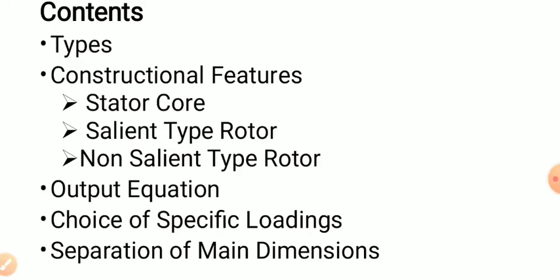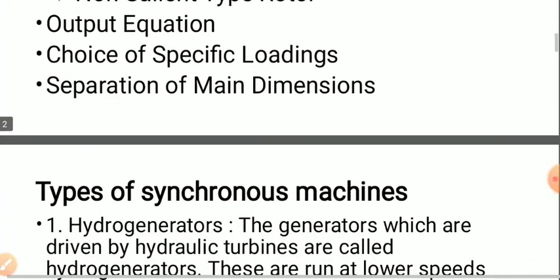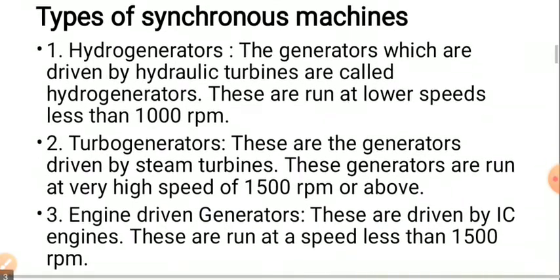The synchronous machine is called a synchronous machine because its rotor is always rotating at the synchronous speed. Then we will discuss the output equation of the synchronous machine, the choice of specific electric loading and specific magnetic loading, along with the separation of main dimensions. First we will discuss the types of synchronous machine.